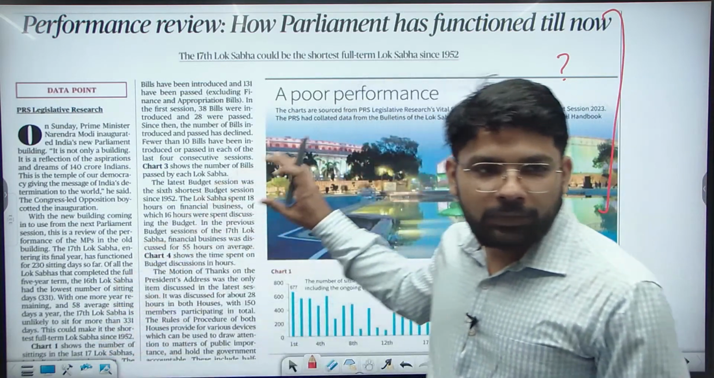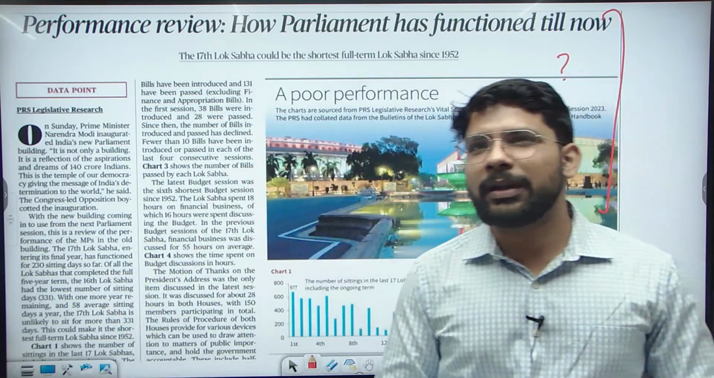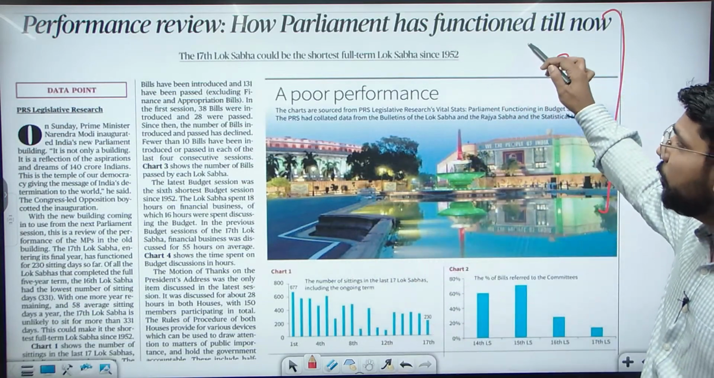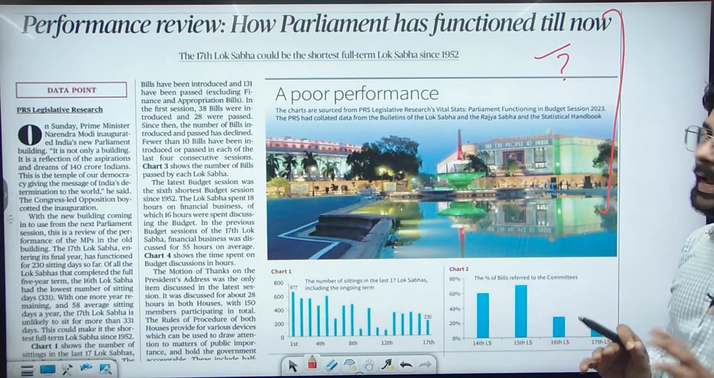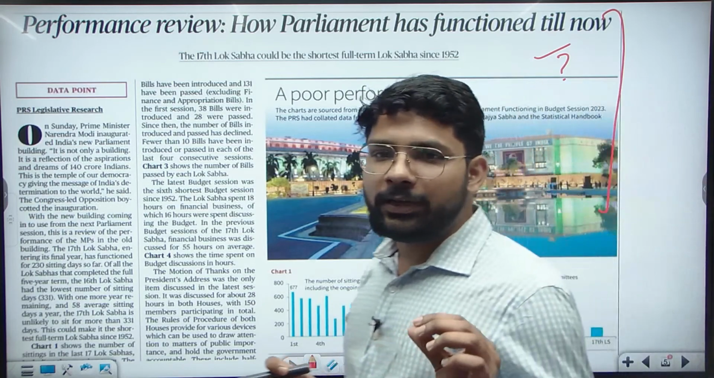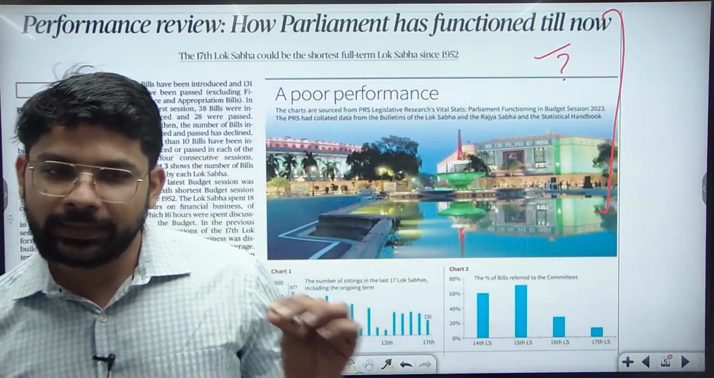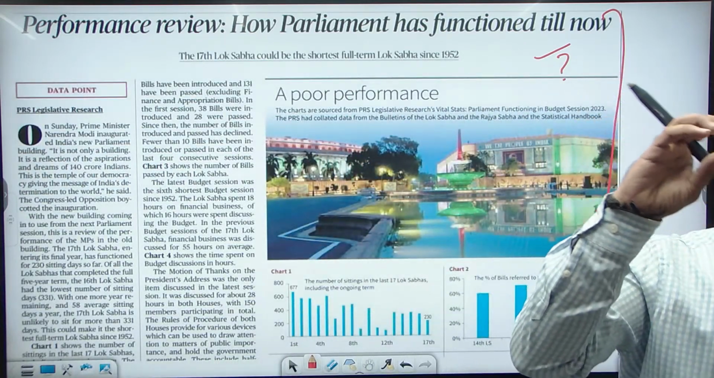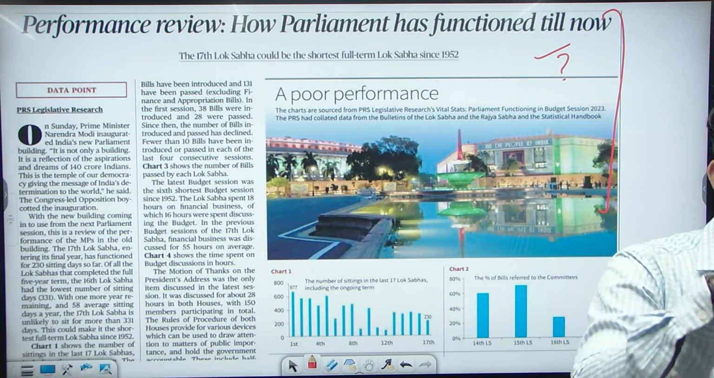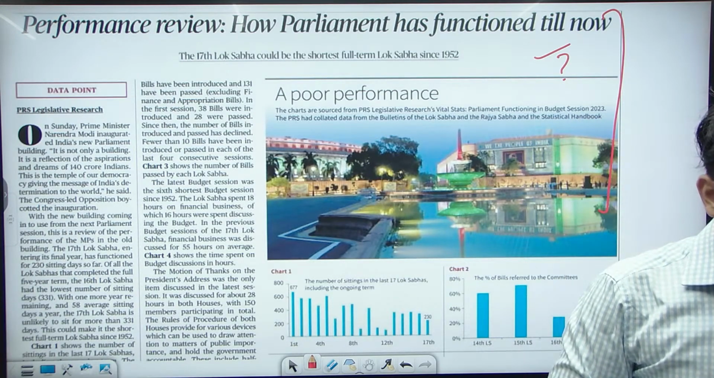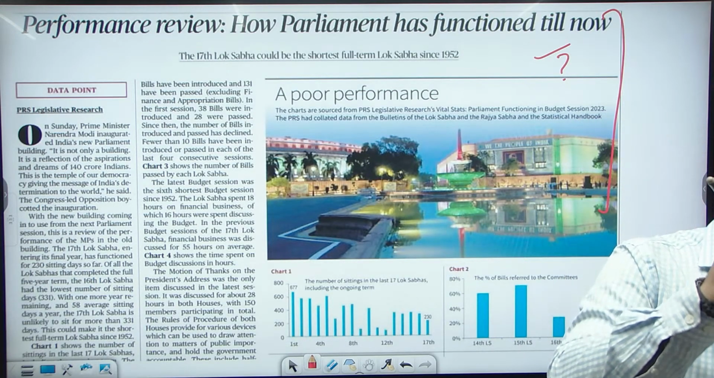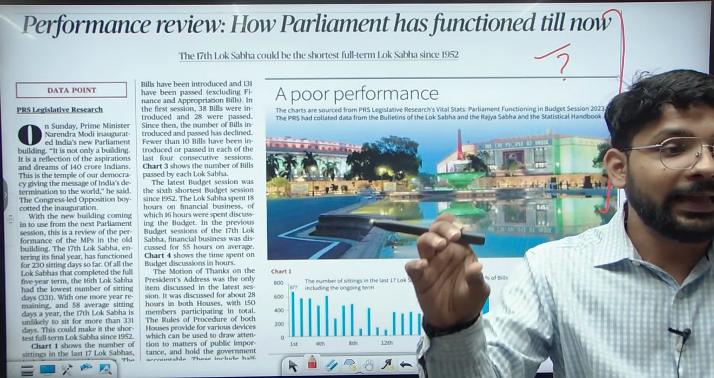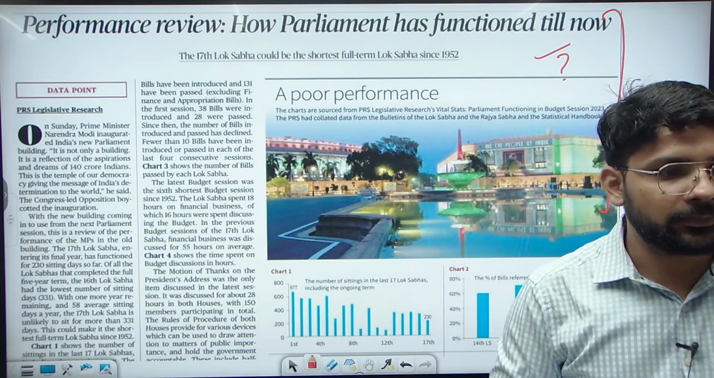This topic is taken from the Hindu, around the 1st of June. The heading was the performance review: how the parliament has functioned till now. Everybody knows there are 3 parts of parliament: the President, the Lok Sabha, and the Rajya Sabha. And if we are talking about productivity, then specifically about the functioning of the Lok Sabha and the Rajya Sabha. It was in the news that in the last 5 years, there were only 230 days in which the Lok Sabha or Rajya Sabha worked.